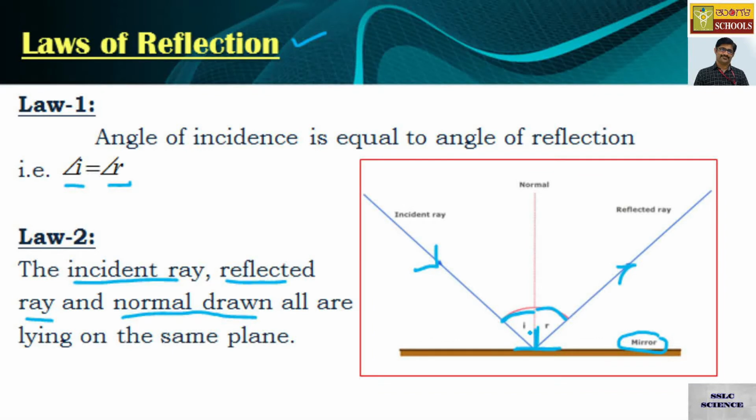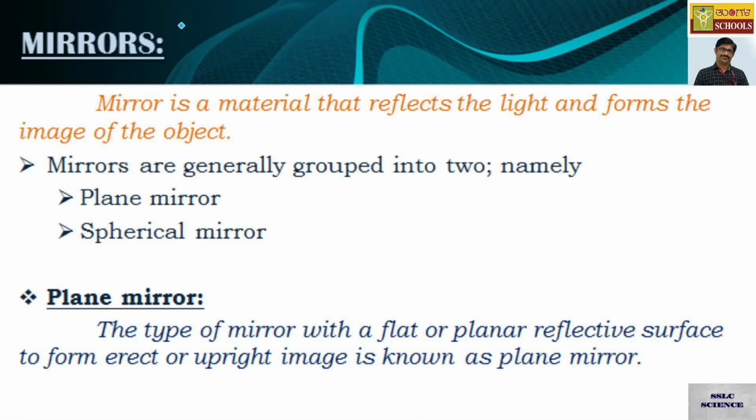Combinedly, angle of incidence is equal to angle of reflection, and the incident ray, reflected ray, and normal drawn all are lying on the same plane. These laws are very simple to understand. Hope no trouble at all. Let us move to the next part, that is the concept of mirrors.